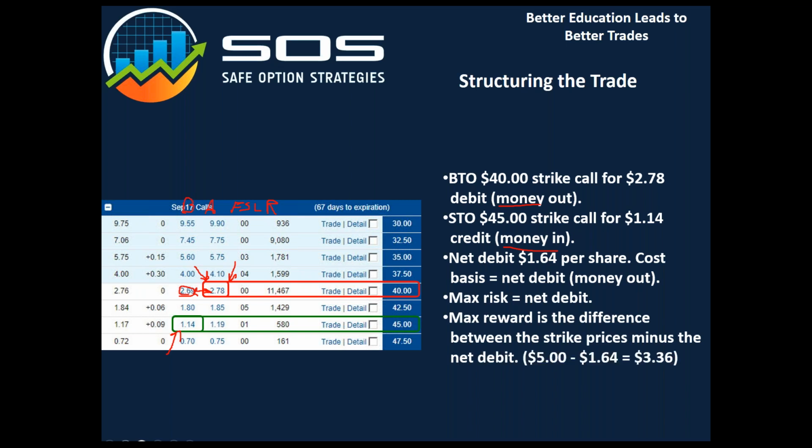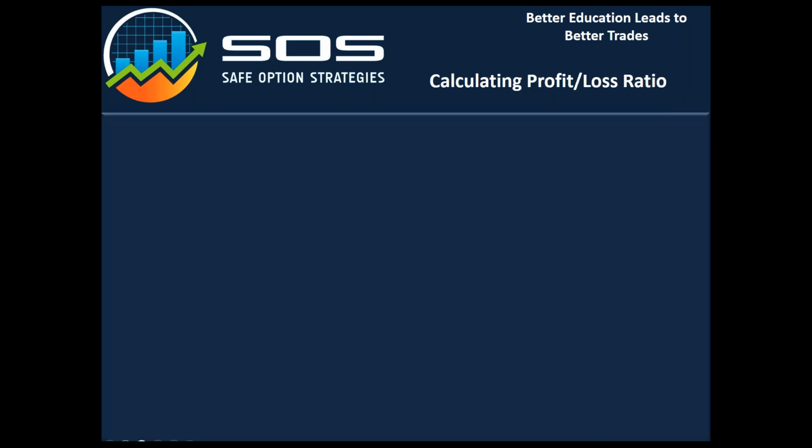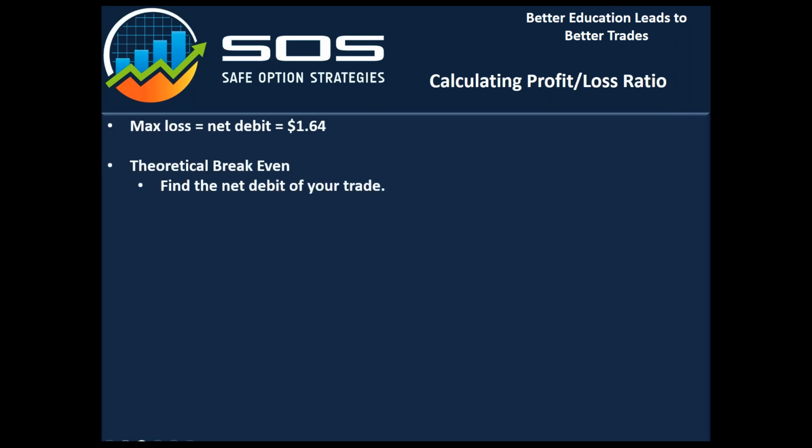Now, the maximum reward. I knew I had this on another screen; that's why I stopped when I was going over this before. The most money we could make is the difference between our strike prices minus the total we paid to be in the trade. Okay, let's look at that in detail. We're going to look at our theoretical break even and our maximum profit.